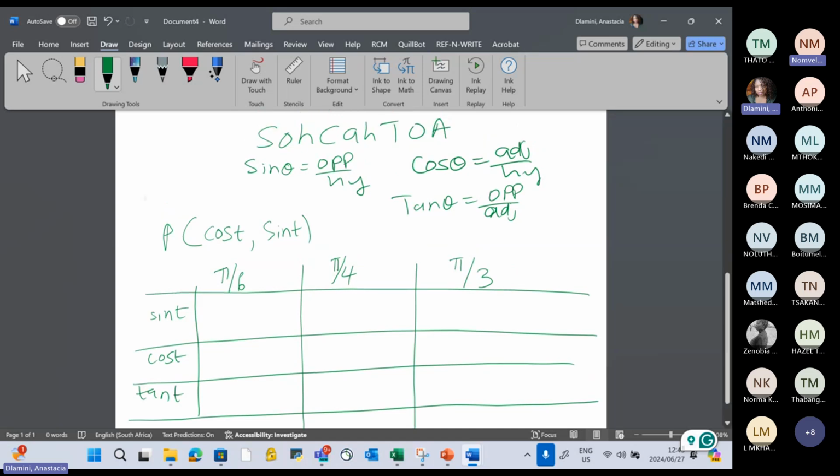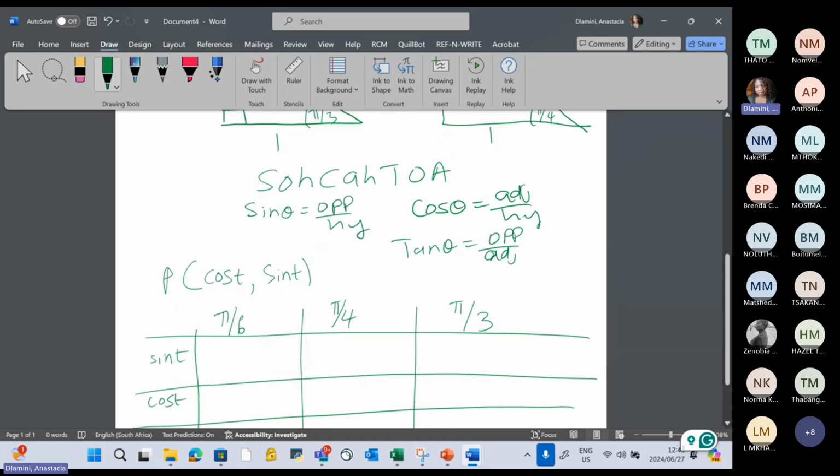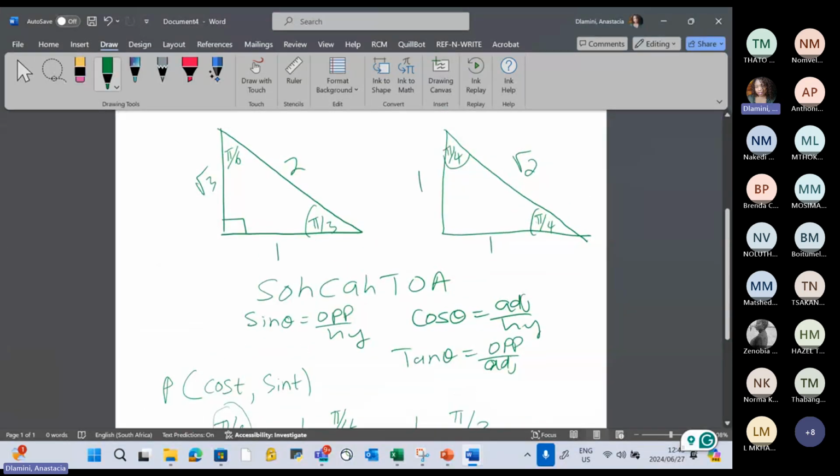Now let's find sine t. We want sine of pi over 6. What is sine of pi over 6? Where is pi over 6? Look at pi over 6, guys. 1 over 2. Is it 1 over 2, guys? Yes, ma'am. No. So we know that sine is opposite over hypotenuse, right?